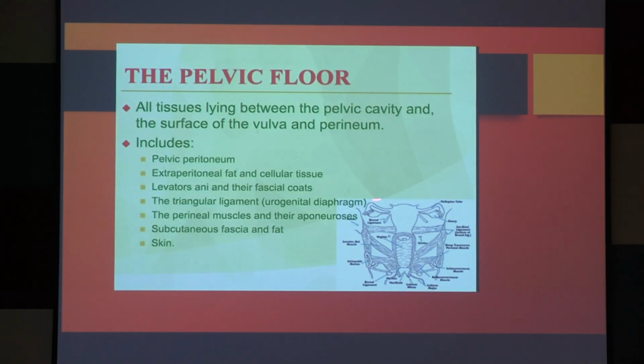This is the pelvic floor. The pelvic floor is formed from the levator ani muscles and from this, the superficial perineal muscles. They form the pelvic floor. So the vagina is attached to the pelvic floor.